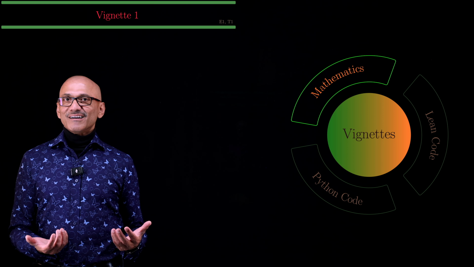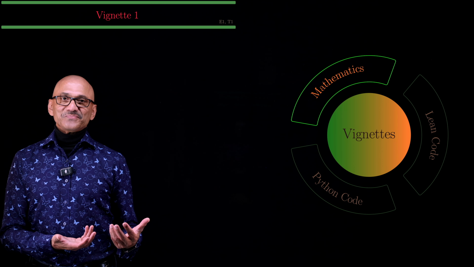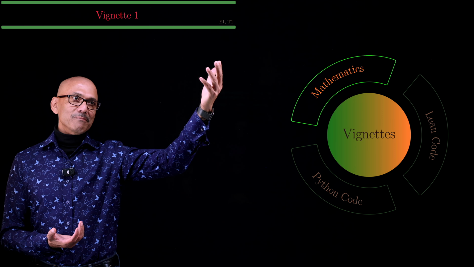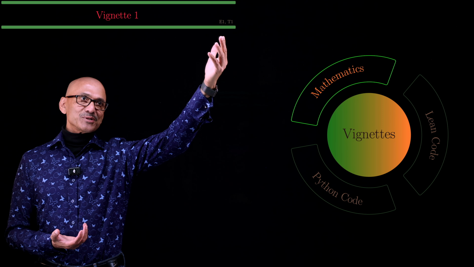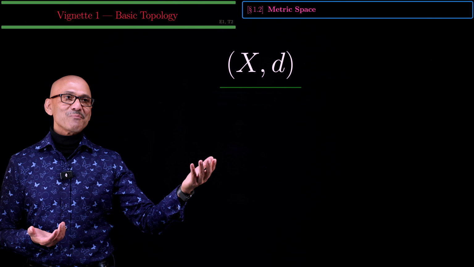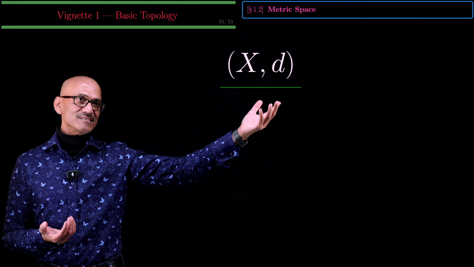Let's orient ourselves in our journey. Our current locus is Vignette 1, Mathematics, in episode 1 of the series. Next up is some basic topology, starting with metric spaces, which consists of a pair of objects, X and D.